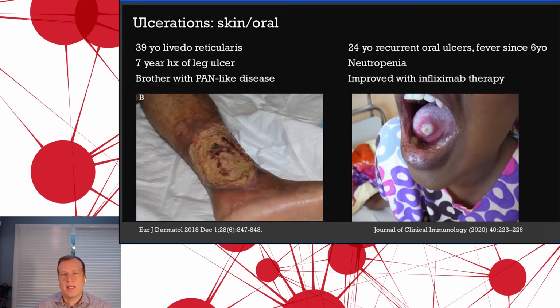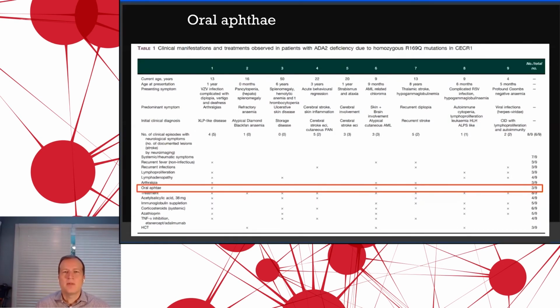This patient also had DADA2, but she also had significant lifelong neutropenia. And so it's difficult to sort out how much of her component was a cyclic neutropenic type oral ulcer. But she did improve dramatically, including her oral disease, with infliximab therapy. This was the only data I could find on sort of a case series level of oral or skin ulcerations. And this was a series of 9 patients with homozygous R169Q mutations, and oral aphthae was reported in 3 of the 9 patients described in this series.